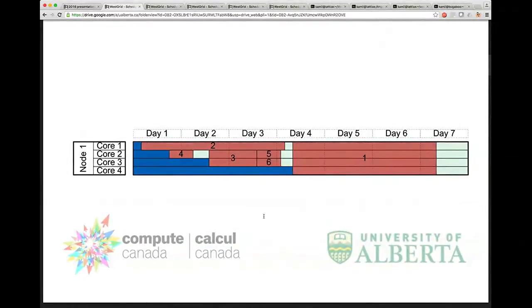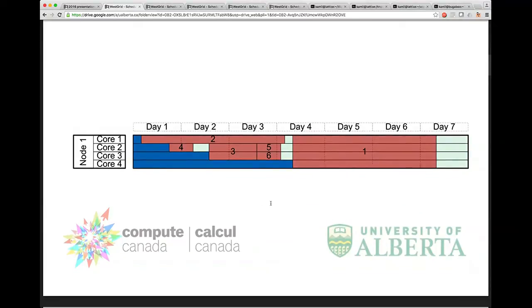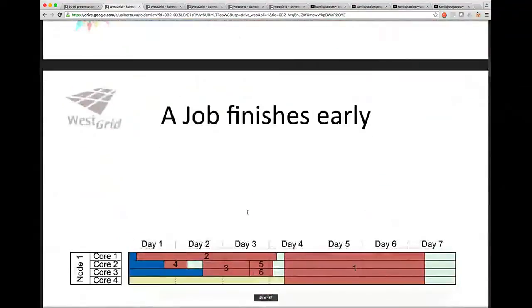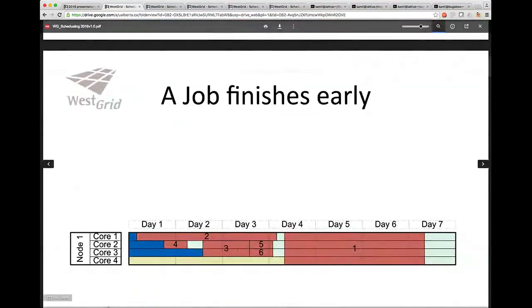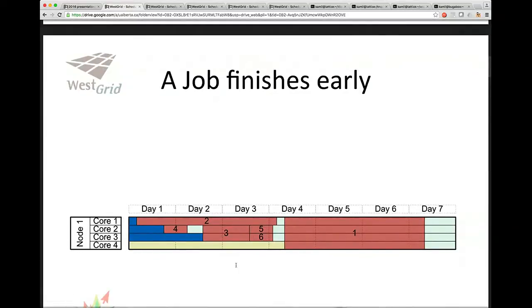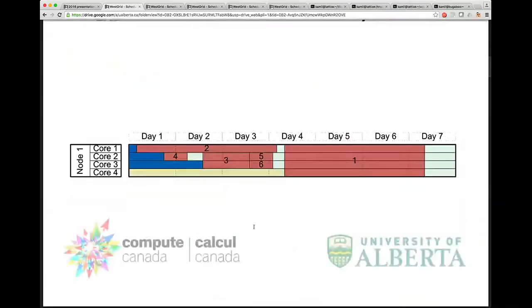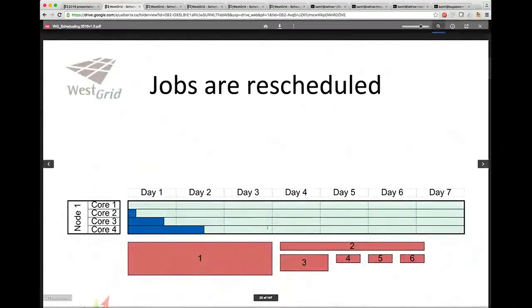Okay, so this is an interesting example. Illustrates a number of things. But let's say that a job finishes early. Let's say a job crashed, or it found its answer and finished early. The job here in yellow is gone. What happens then? Well, these jobs aren't running yet, and the scheduling system cycles every few minutes. So it rearranges the jobs again.